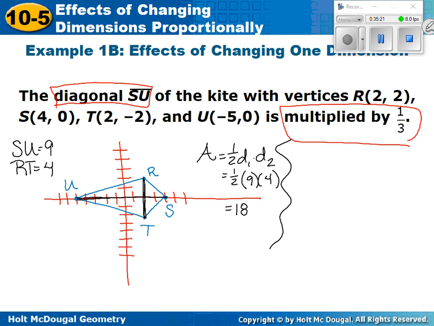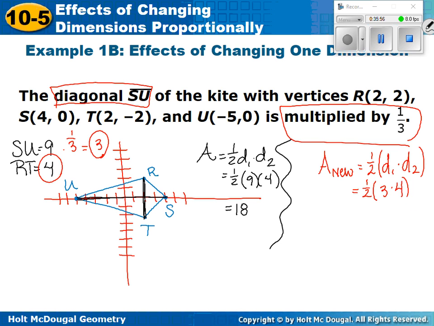So remember, if you're doing it the long way, you're finding the area of the shape, and then you're doing whatever it tells you to do to the dimension, which was multiply SU only by 1/3. So now I'm going to come over here and multiply SU by 1/3. So what is 9 times 1/3? 3. So my new diagonal is 3 and 4. So now I'm going to calculate the area of the new kite, which would be 1/2 of diagonal 1 times diagonal 2. 1/2 of 3 times 4. What's 3 times 4 times a half? 6.